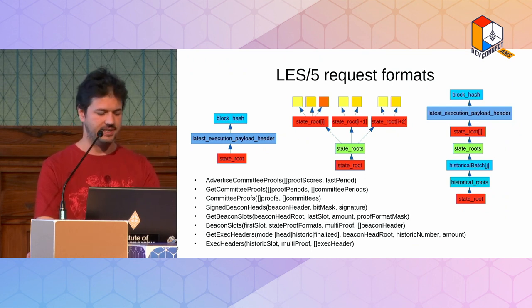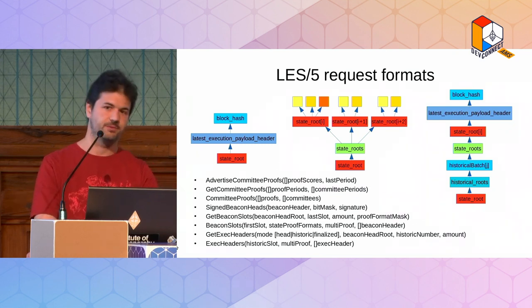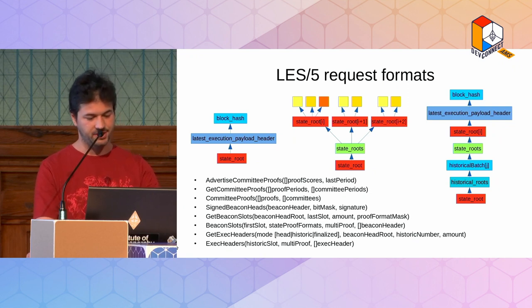And there's the get exec headers and exec headers request pair. All of what these drawings show are basically SSZ multi-proofs, and even when proving execution headers, we now use an SSZ multi-proof. In the simple case, on the left side, we prove starting from the state root of the beacon header the latest execution payload header's block hash, and in the same exec headers response we transmit the execution header. From there on it's the same story as with all the LES versions, so the execution data can be served from the exec header.